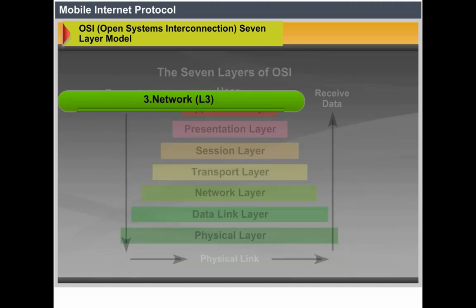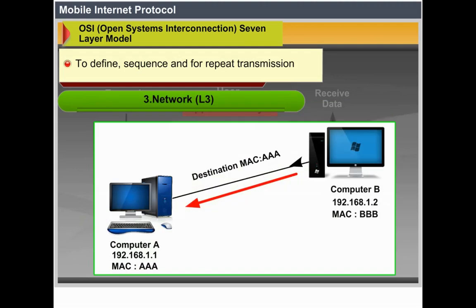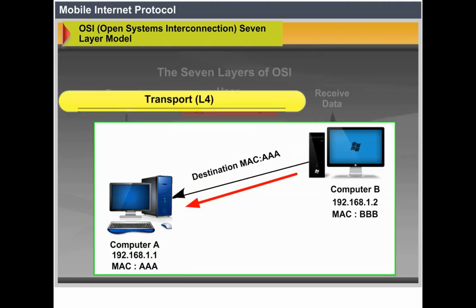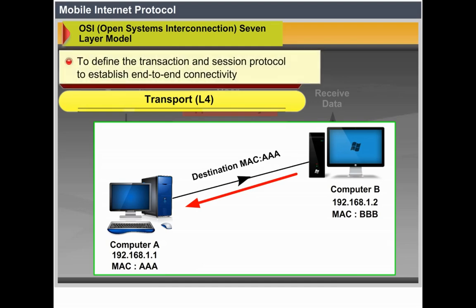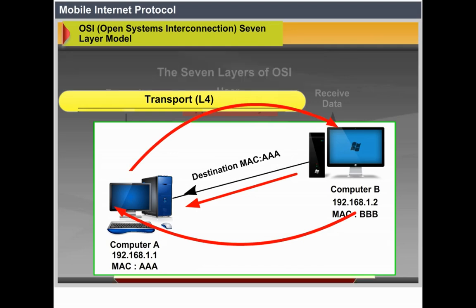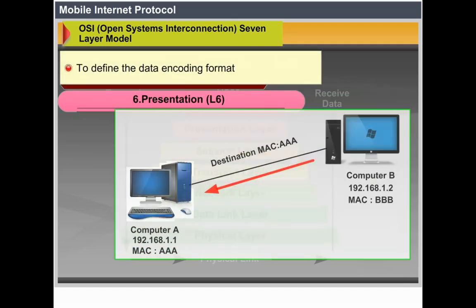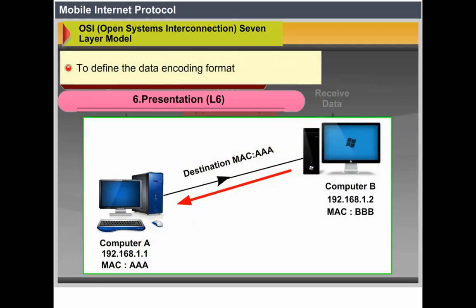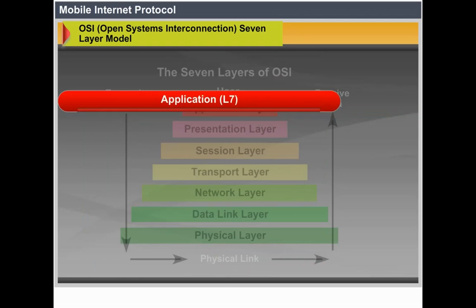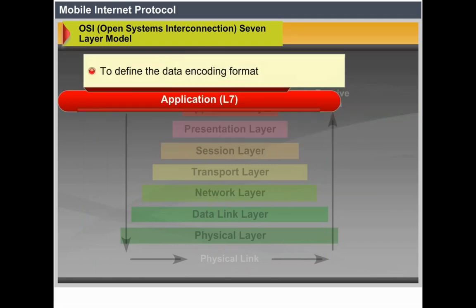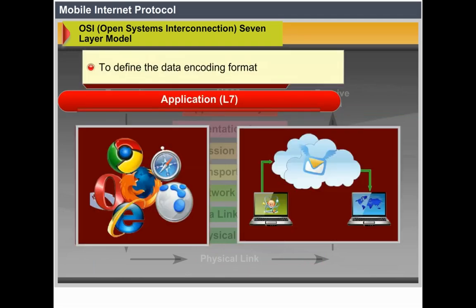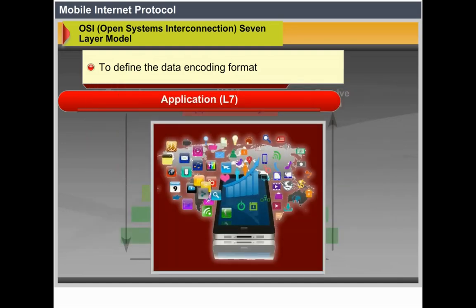Transport L4 is for defining, sequencing and repeat transmission. Session L5 is for defining the transaction and session protocol for establishing end-to-end connectivity. Presentation L6 is for defining the data encoding format. Application L7 is for running a web browser, mail transfer or mobile e-business application.